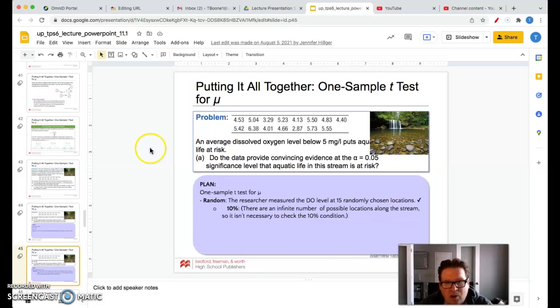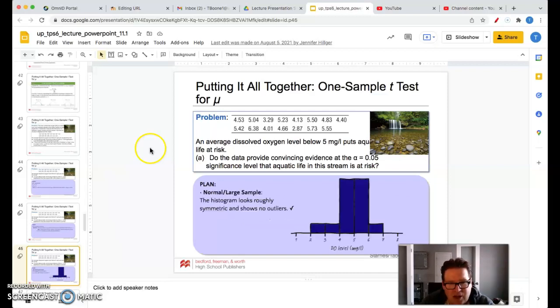The plan: we're going to do a one sample t-test for mu, the population mean. So we do the random condition. Yeah, we said we did 15 randomly chosen locations. For the 10% condition, I'm quite certain that there are infinitely many places along the stream that you could check, so 15 is obviously less than that.